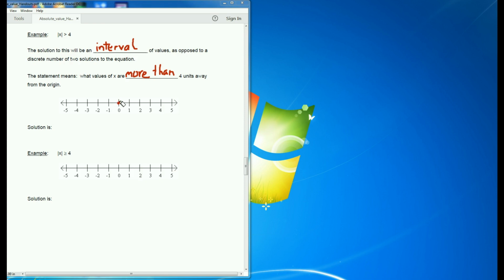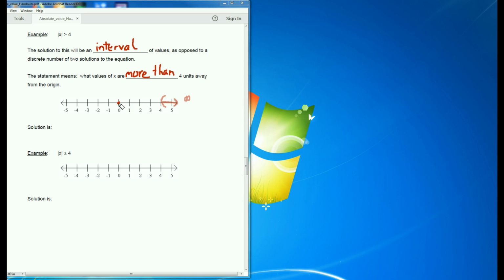Well, let's see. Start at 0. Is 1 more than 4 units away? No. 2? No. 3? No. 4? No. But anything greater than 4? Yes. Anything above 4 is more than 4 units away, going all the way on up to infinity.